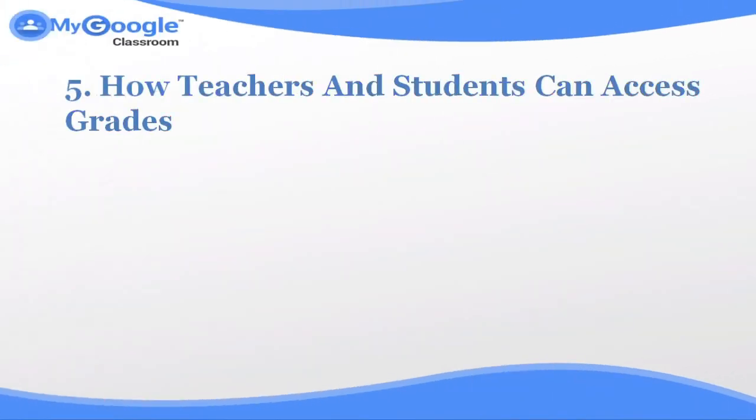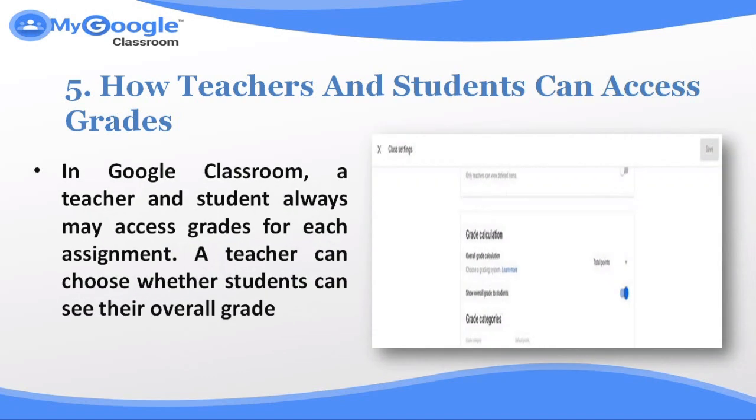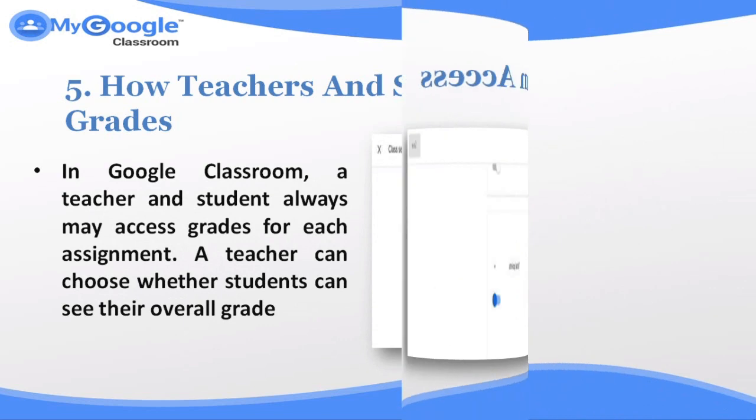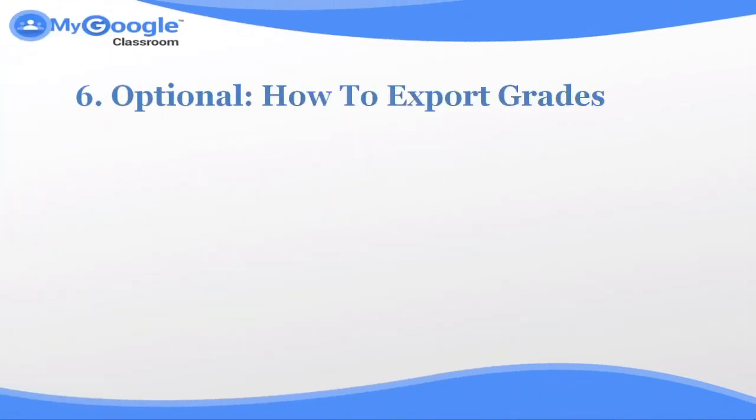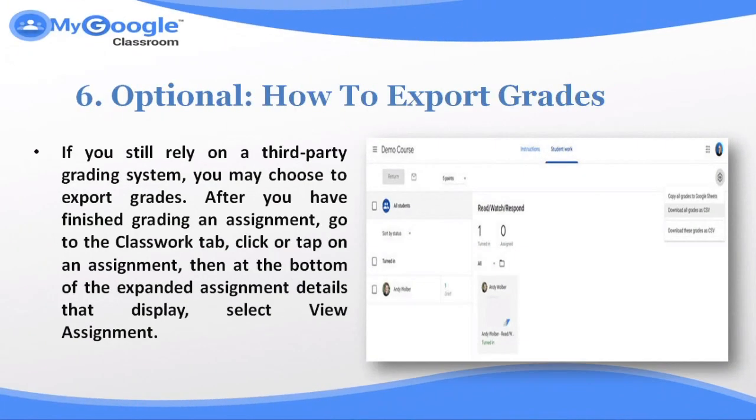Number 5. How teachers and students can access grades. In Google Classroom, a teacher and student always may access grades for each assignment. A teacher can choose whether students can see their overall grade. Number 6. Optional. How to export grades. If you still rely on a third-party grading system, you may choose to export grades.